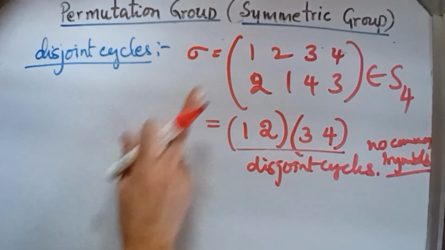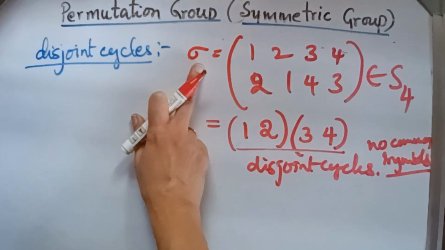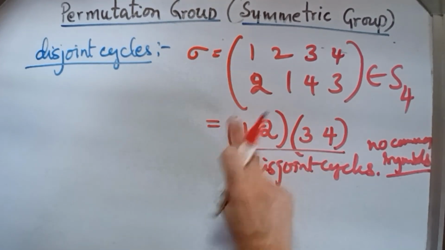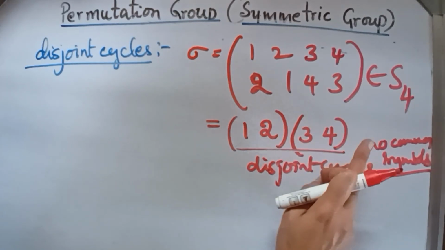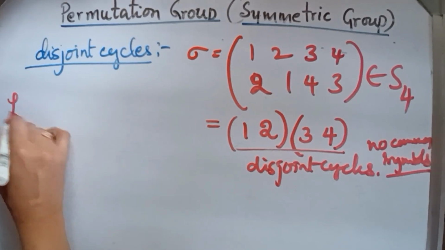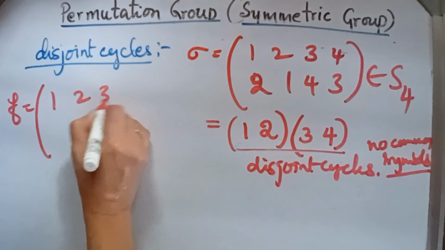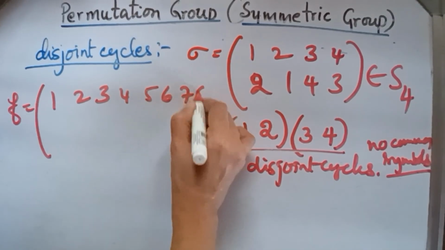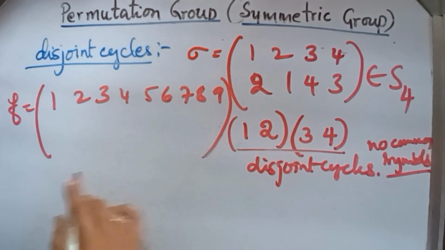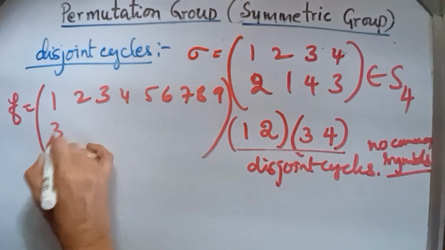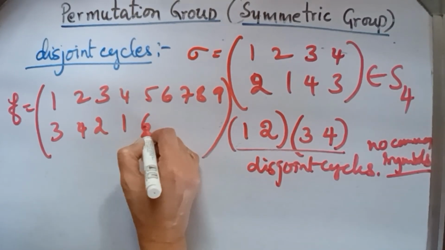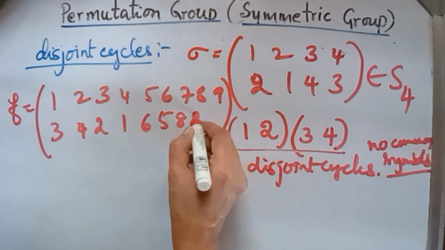Such cycles are called disjoint cycles. So every permutation can be expressed as a product of disjoint cycles. So this is one permutation, expressed as a product of disjoint cycles. Suppose I give you f equal to 1, 2, 3, 4, 5, 6, 7, 8 and 9, an element of S9, mapping to 3, 4, 2, 1, 6, 5, 8, 9, 7.